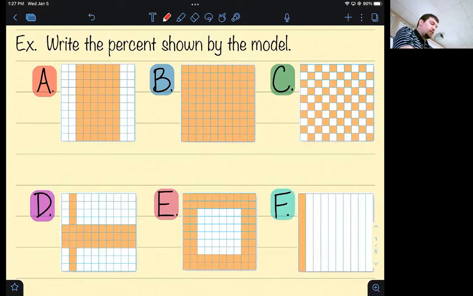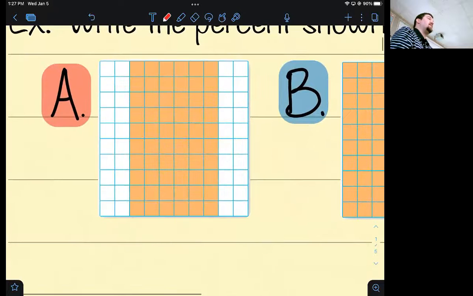So what we're going to do here is we have 6 figures. This first figure is a 10 by 10 square. What's 10 times 10? 100 squares, percents are out of 100. I want to know what percent of the square has been shaded in. What percent of this square?